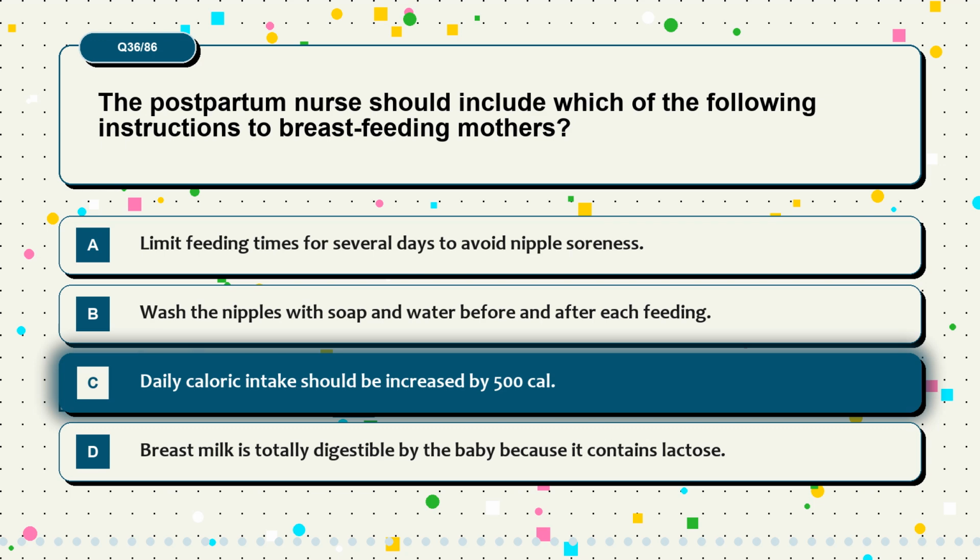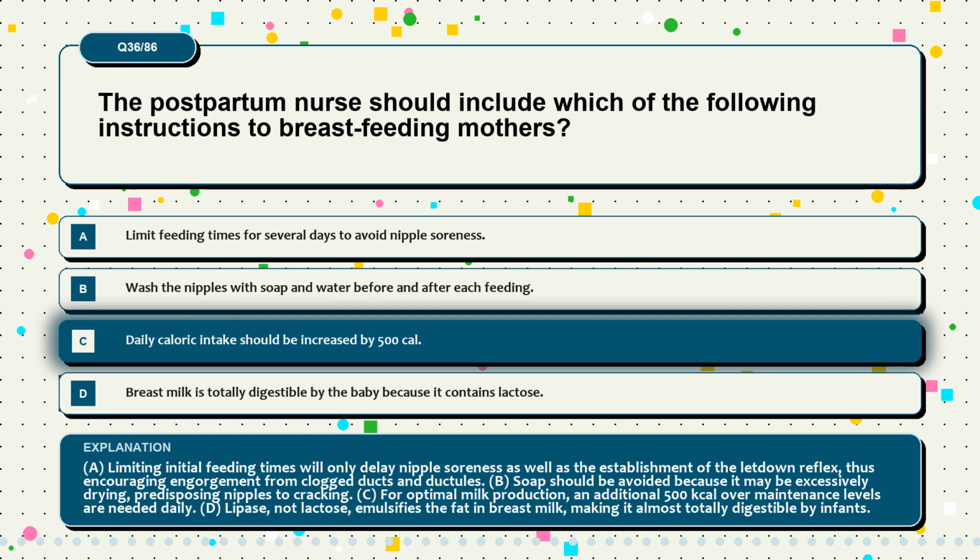The correct answer is option C. Daily caloric intake should be increased by 500 calories. A. Limiting initial feeding times will only delay nipple soreness as well as the establishment of the letdown reflex, thus encouraging engorgement from clogged ducts and ductules. B. Soap should be avoided because it may be excessively drying, predisposing nipples to cracking. C. For optimal milk production, an additional 500 kcal over maintenance levels are needed daily. D. Lipase, not lactose, emulsifies the fat in breast milk, making it almost totally digestible by infants.